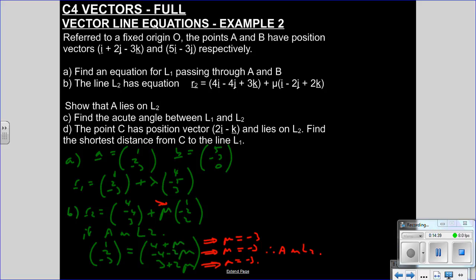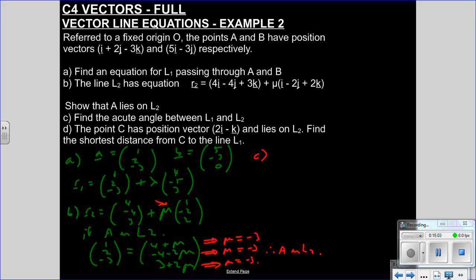Yeah? So that tells me something. That tells me that the lines intersect, surely, because if A is on line 1 and on line 2, then they must intersect, the two lines. It says find the acute angle between the lines L1 and L2. So this is really important that you understand.